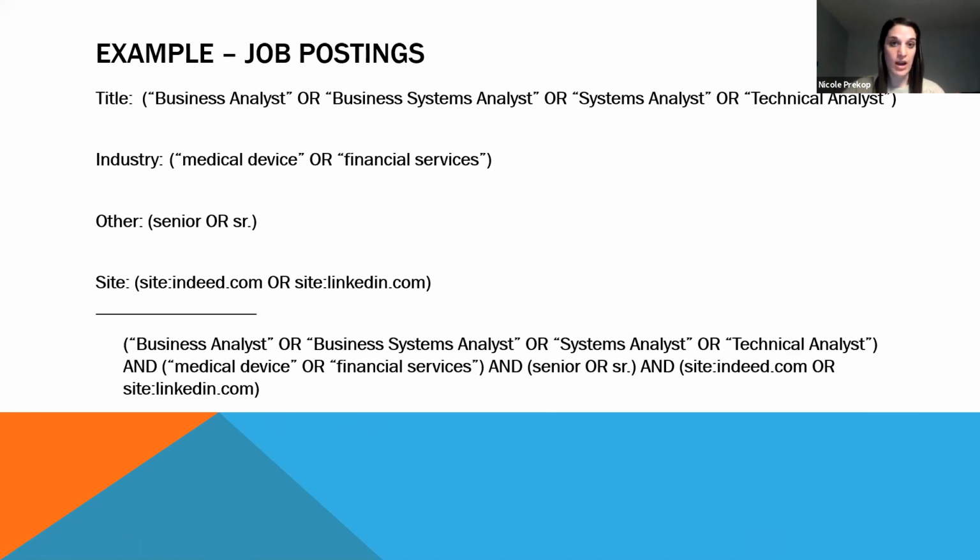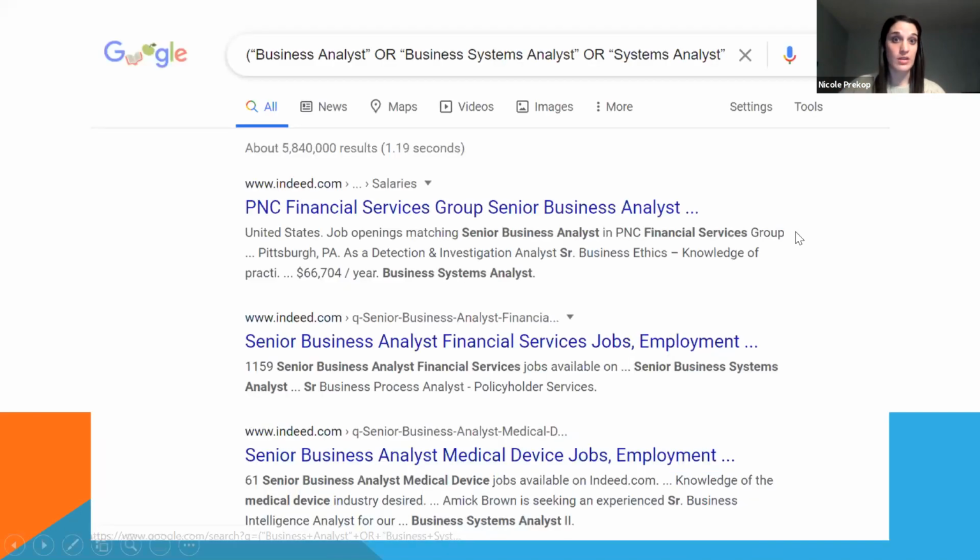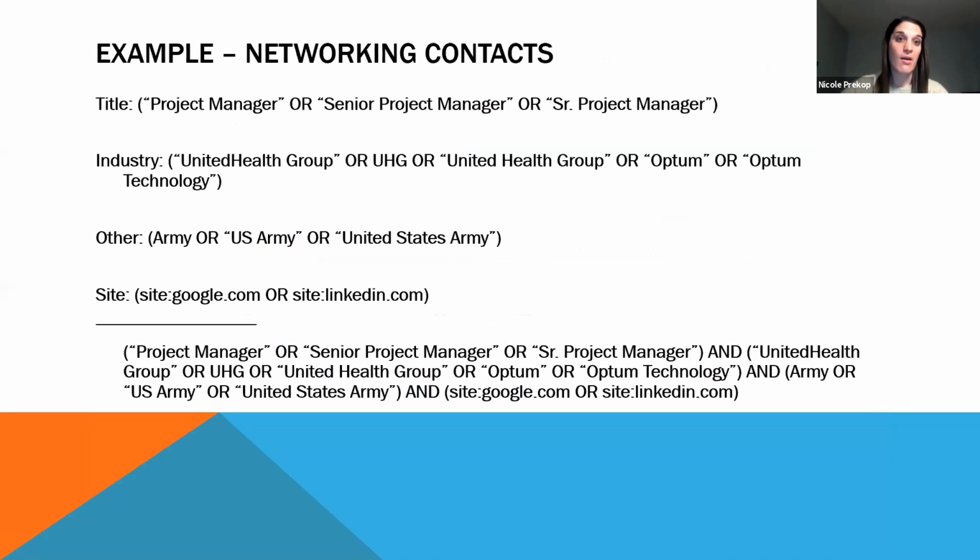So once you have this drafted, you can go plug this into Google. And these are the first few results. This is something that I did live. And these are the active positions that are hiring that meet that Boolean criteria. You can do the exact same thing for networking purposes. So again, this is more so I'm looking for a specific person or people.